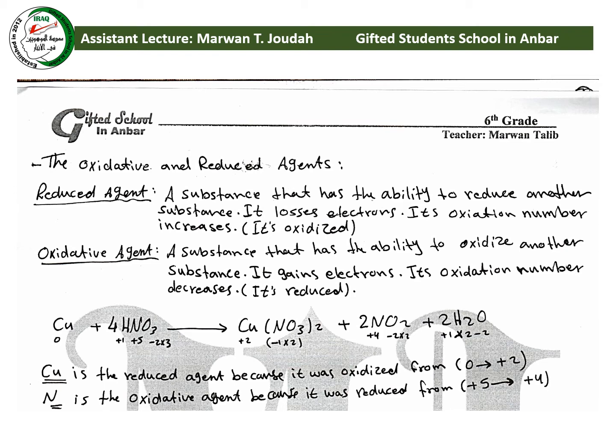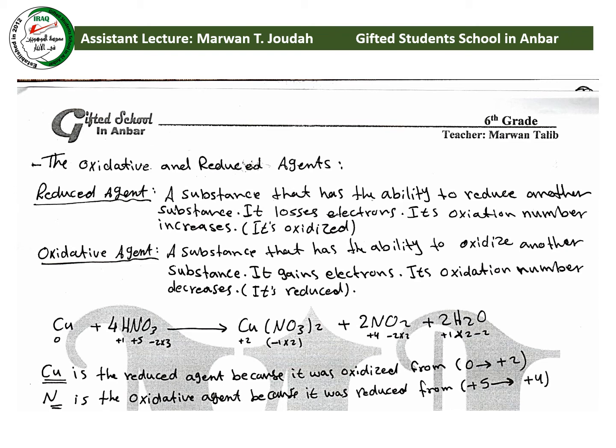Now, the oxidizing agent is a substance that has the ability to oxidize another substance. So it gains electrons, so its oxidation number decreases. So it's reduced. So it's the vice versa, the opposite of the reducing agent. So let's go through these equations and see what happens.